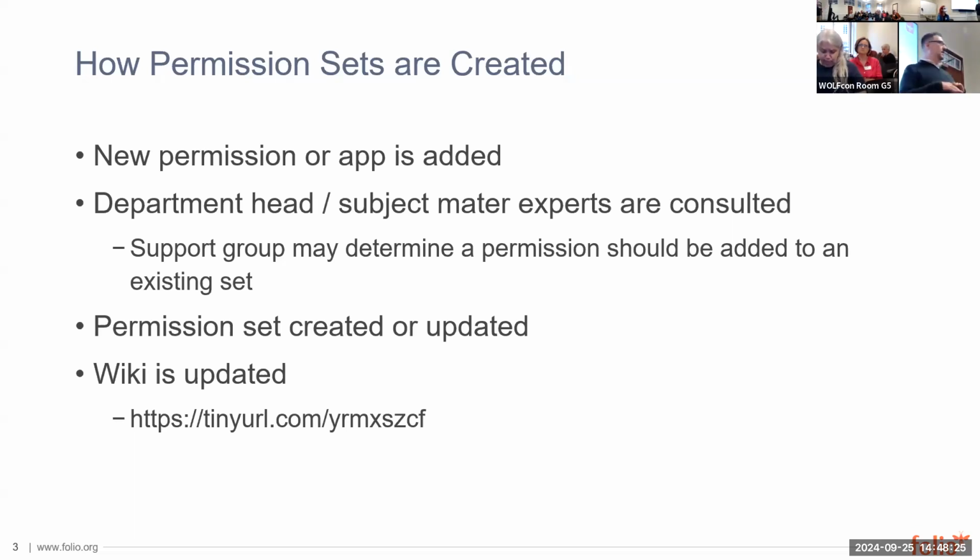Because that's their area of the system, I don't argue with them. If they don't want an area of the system turned on, we don't turn it on. So we create or update our permission set, and then we also have a wiki that all our permissions are on.